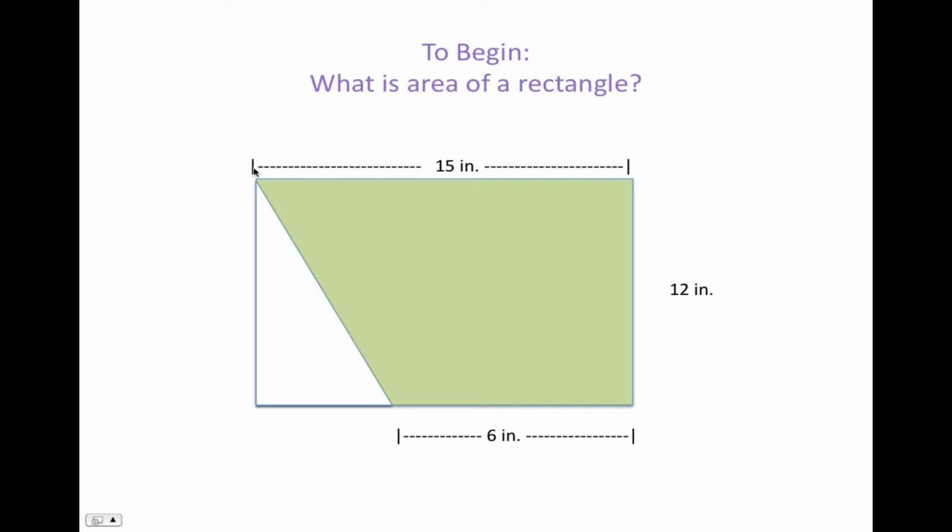So to begin to find out what the area of the shaded part is, let's figure out what the area of the complete rectangle is. You just told me what the formula was for finding that. Can you say it again? That's right. It's length times width.